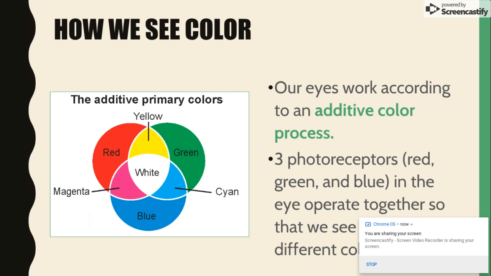So our eyes work according to an additive color process. What that means is we have three special cells, photoreceptors, one that interprets red, one that interprets green, and one that interprets blue. And they use those three colors together. They can work together to create all the other colors that we see. We can see thousands and millions of different shades of different colors just from those three, red, green, and blue photoreceptors.